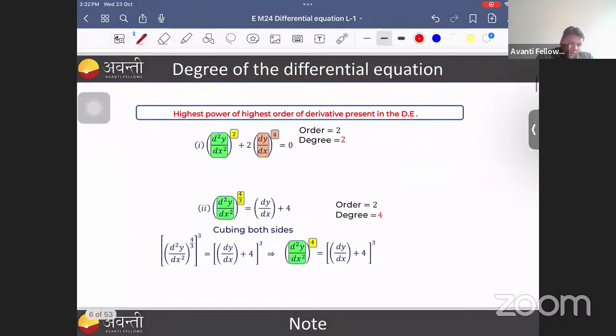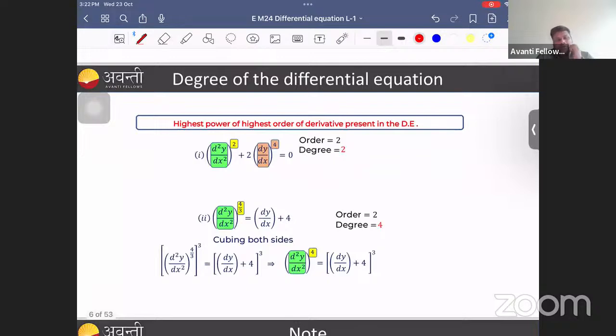Now, what is the degree of a differential equation? The degree of a differential equation is the power of the highest order derivative available in the differential equation.